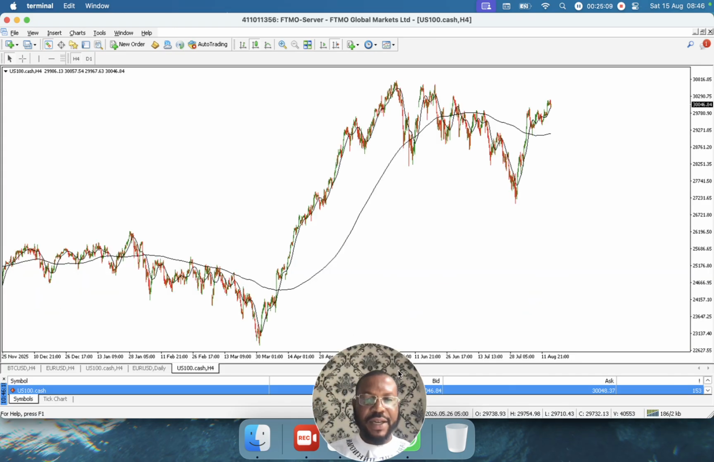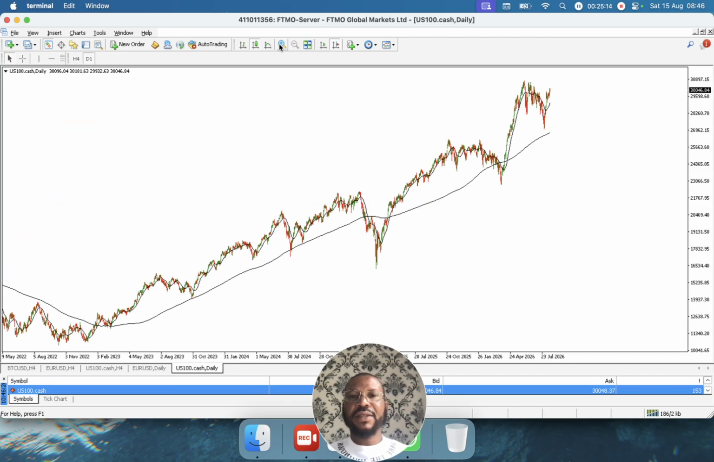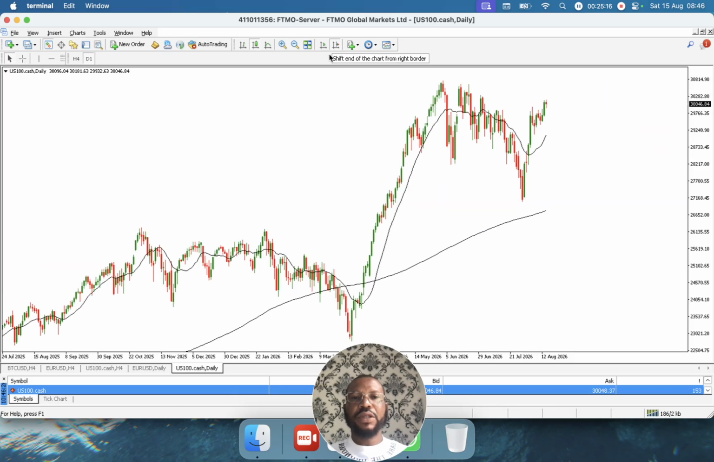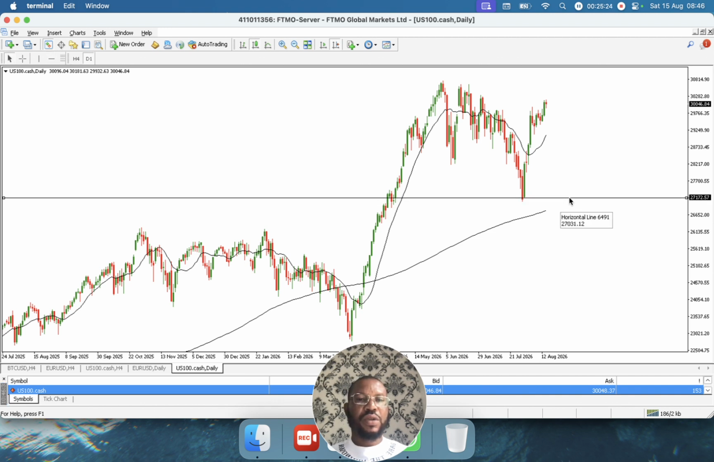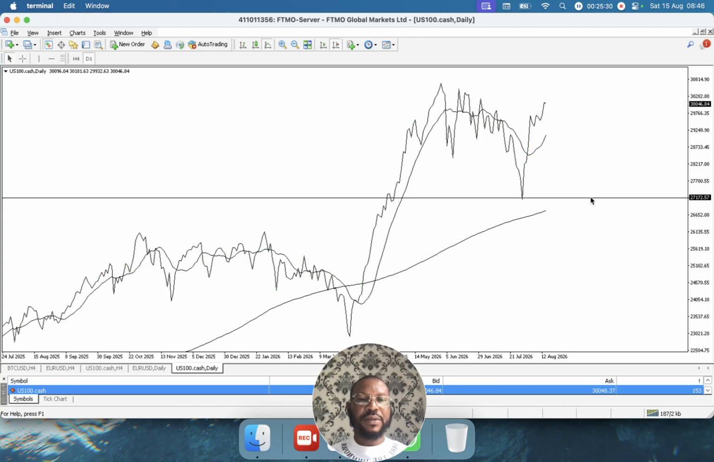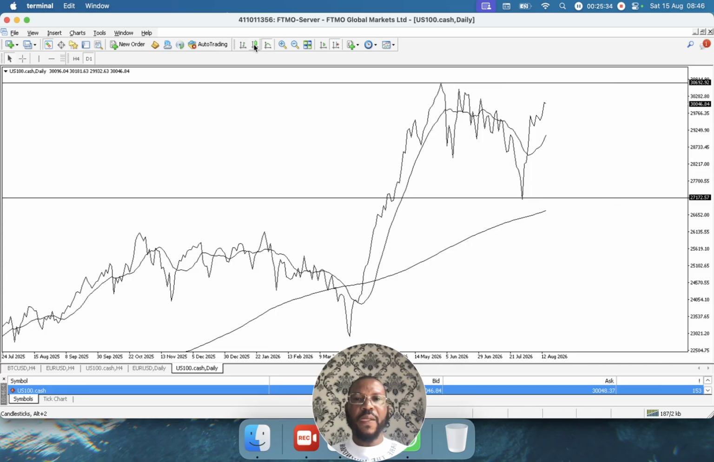So let's move over to the next pair, which is actually the last pair we'll be looking at, which is the Nasdaq. For the Nasdaq, let's go to the daily time frame, because that's where we'll do our analysis. For the Nasdaq, we are still bullish, though the Nasdaq for me is still trading in a range. We'll have a new demand or support area at this point, and we'll still have a resistance area at this point.